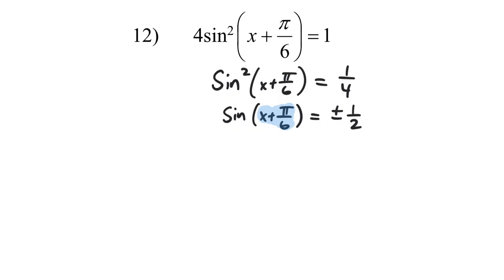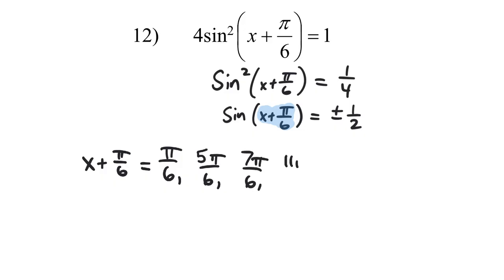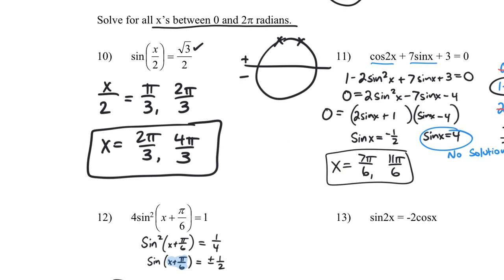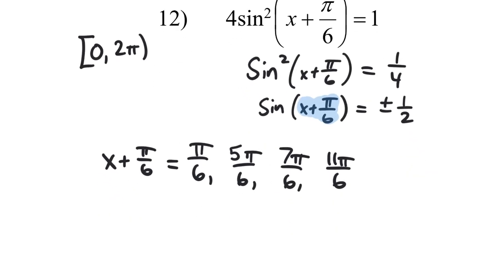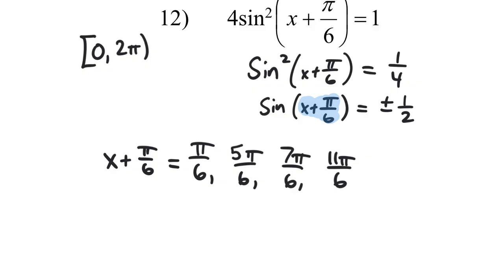So let's list out. x plus pi over 6 is going to be all the locations where the sine of the angle is positive or negative 1/2. That happens at pi over 6, 5 pi over 6, 7 pi over 6, and 11 pi over 6. And just to be safe, let me see where our answers were, all x's. Now, usually with our solution set, we would include 0 but exclude 2 pi. I'm just planning ahead on that one.